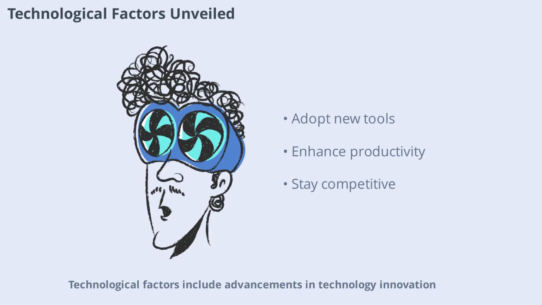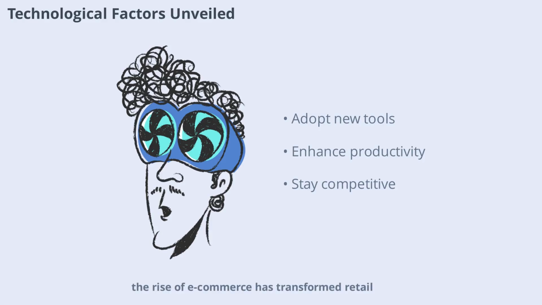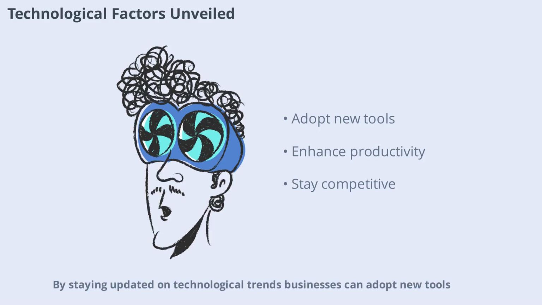Technological factors include advancements in technology, innovation, and the rate of technological change. New technologies can disrupt industries, create new business models, and improve efficiency. For example, the rise of e-commerce has transformed retail, while automation has streamlined manufacturing. By staying updated on technological trends, businesses can adopt new tools, enhance productivity, and stay ahead of competitors.